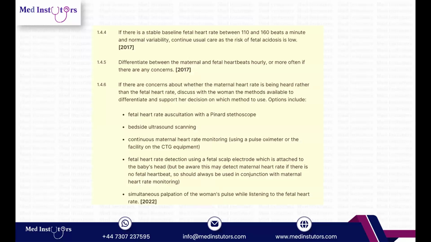Next slide, we'll move on to. So now, in general, there's a consensus that the fetal heart rate is healthy when it is between 110 and 160 beats per minute. With normal variability, we have to continue usual care as the risk of fetal acidosis and hypoxia is low. Differentiate between the fetal heartbeat and the maternal heartbeat hourly, or more often if there's some concern.